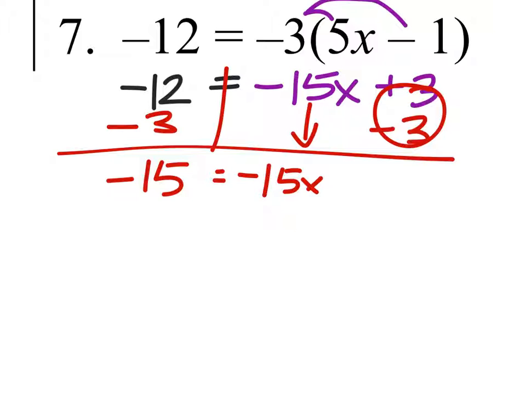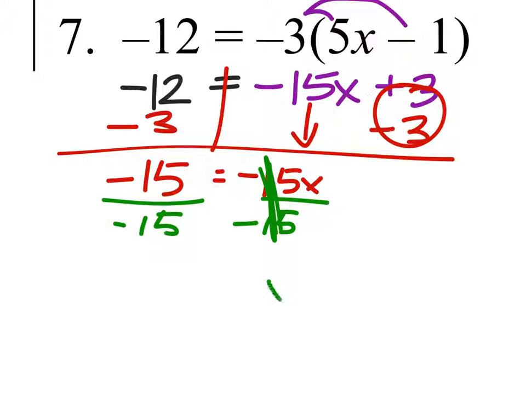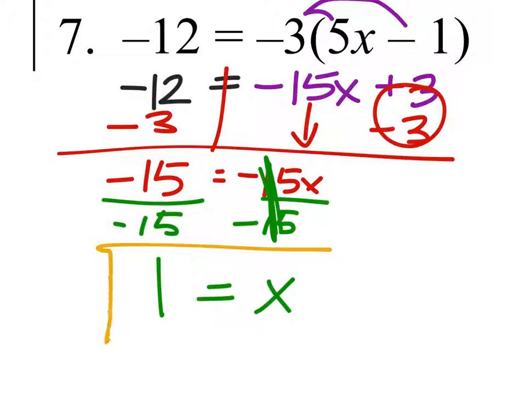So to finally solve this, we'll divide both sides by negative 15. Now I'm dividing by negative 15 to make this a 1x. It just happens that the other side is the same. Negative 15 divided by negative 15 is 1. There it is.